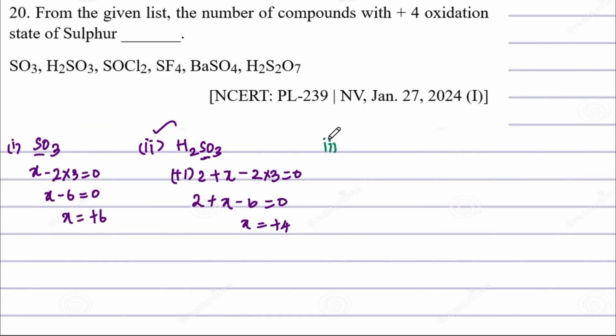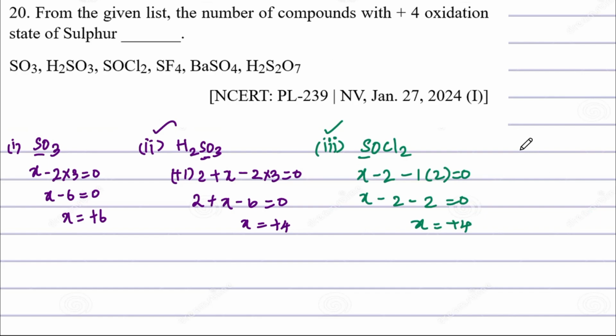Let us go to the next compound, SOCl2. X minus 2 minus 1 into 2 equal to 0. X minus 2 minus 2 equal to 0. So the value of X is +4. So in this compound also the oxidation state of sulfur is +4. Then we will go to the next compound, SF4. Very simple compound. X minus 1 into 4 equal to 0. X minus 4 equal to 0. So the value of X is +4. So in this compound also the oxidation state of sulfur is +4.